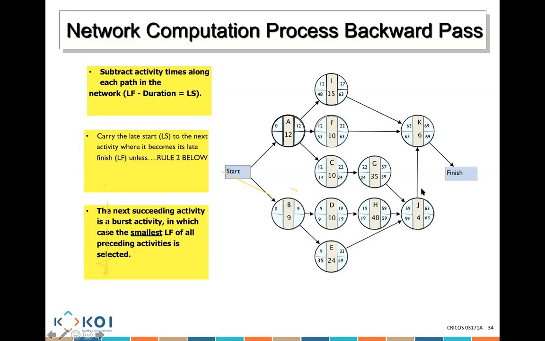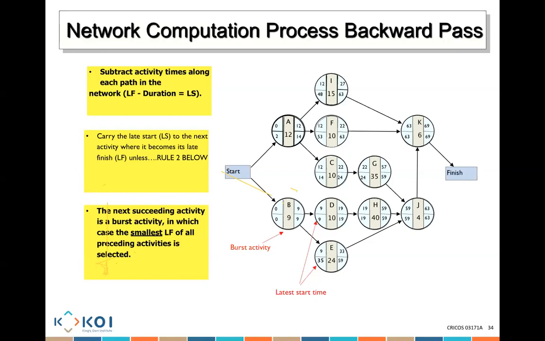14, 53, or 48? 14. Okay, so that's again a burst activity. There's 35 and 9. Which one do we go with? Which one is the smallest? 9. So 9 minus 9 equals 0. And here 14 minus 12 is 2. So that's how you calculate the backward pass, which you will need to apply very shortly in the tutorial. Does that make sense? Yep.